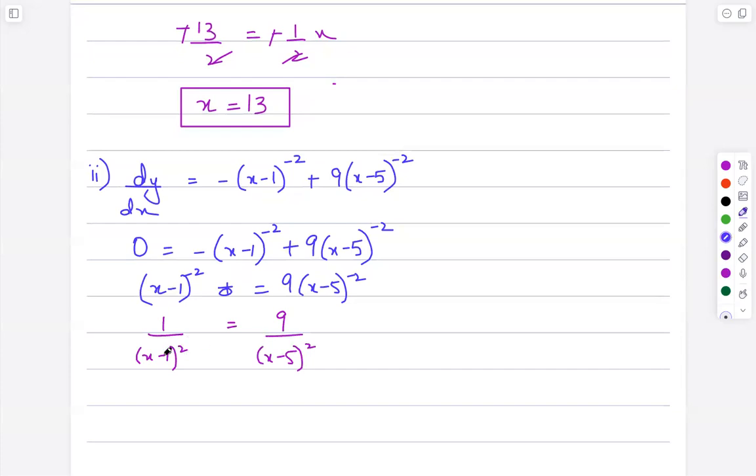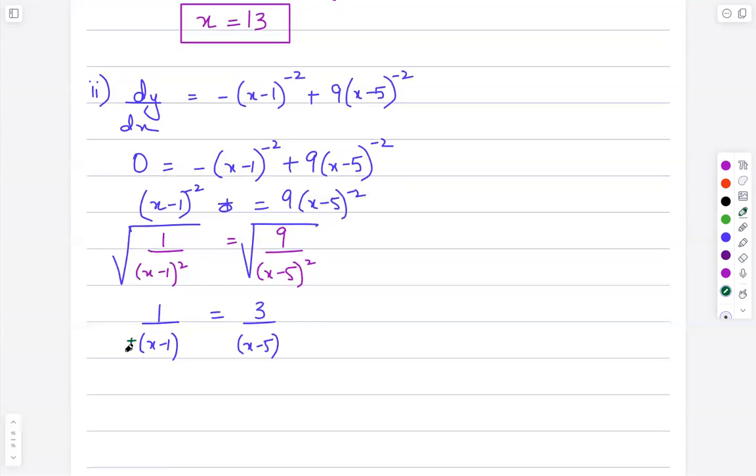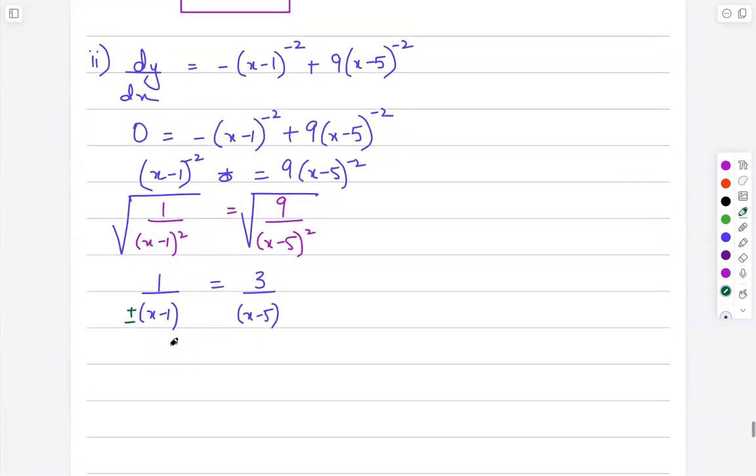To get rid of the squares, we can directly square root both the sides. So we'll get 1 upon x minus 1, and this will be 3 upon x minus 5. Now, as a square root can contain both a positive or negative value, we can include a plus minus sign with one of the sides. So let's say we can take x minus 1 as a plus minus. We can do the same with x minus 5. It will give us the same answer.